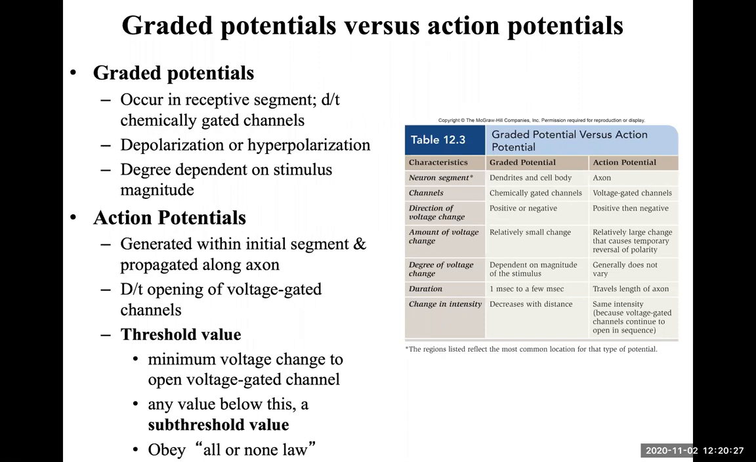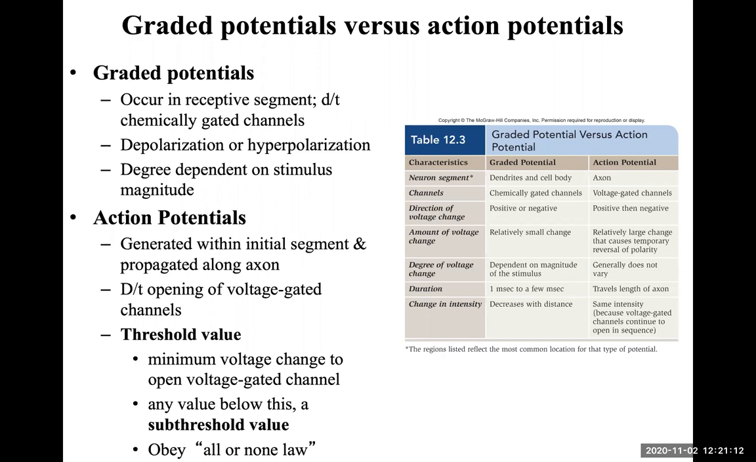We'll talk about the structures involved in graded potentials, but graded potentials can bring the membrane in a more negative direction. So they can be potentials that hyperpolarize the membrane, or potentials that start to depolarize the membrane, bringing that membrane potential in a more positive direction. What determines whether they are hyperpolarizing or depolarizing is the neurotransmitter that binds to the specific receptor on the dendrites and therefore determines which channels are opened.